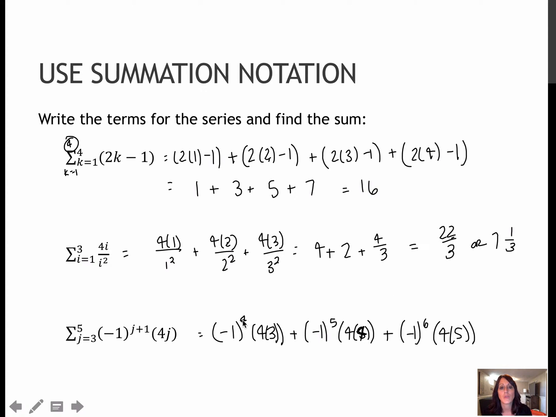So negative 1 to the 4th gives me a positive 1. So that's positive 1 times 12, which is 12. This would be a negative 1 and 16, so that's negative 16. And this would be a positive 1 again and 20. So adding all of those up, I arrive at 16.